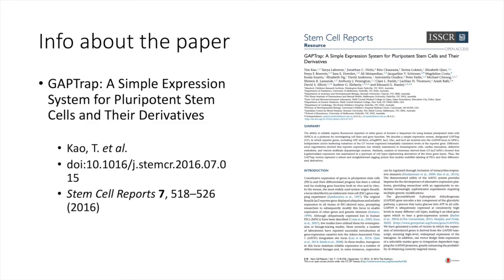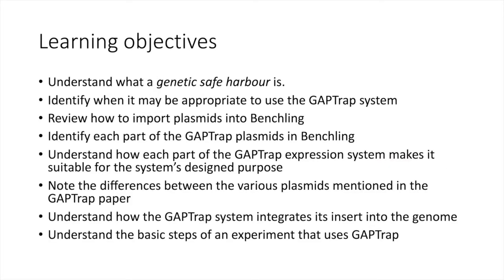After having watched this video, we should be able to understand what a genetic safe harbor is, identify when it may be appropriate to use the GAPTrap system, review how to import plasmids into Benchling, identify each part of the GAPTrap plasmids in Benchling, understand how each part of the GAPTrap expression system makes it suitable for the system's designed purpose, note the differences between the various plasmids mentioned in the GAPTrap paper, understand how the GAPTrap system integrates its insert into the genome, and understand the basic steps of an experiment that uses GAPTrap.